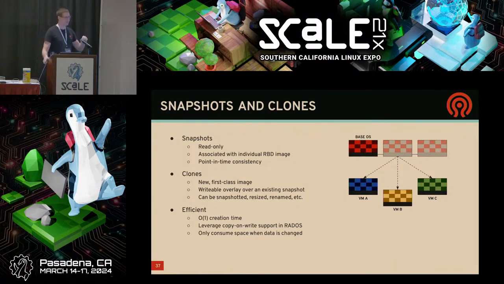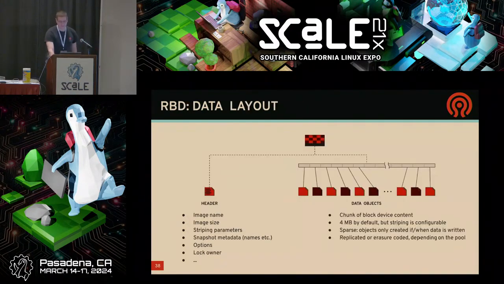It's a writable overlay, so if the new object in the clone exists, then it reads that one, otherwise it falls back and reads the snapshot of the underlying image. And those clones can themselves be snapshotted and resized and renamed and cloned again, and so on. This is all, as I said, pretty much instantaneous, constant creation time. It's all copy on write, so only changed data uses any space whatsoever, and it works great.